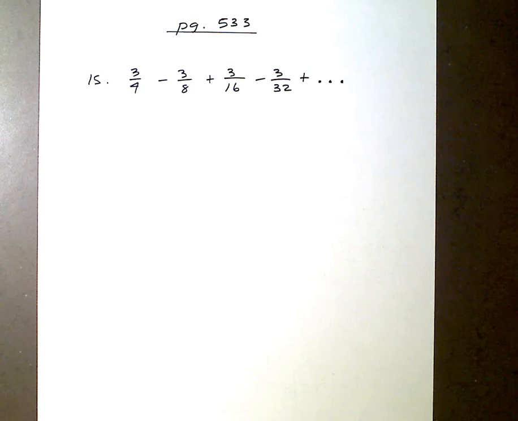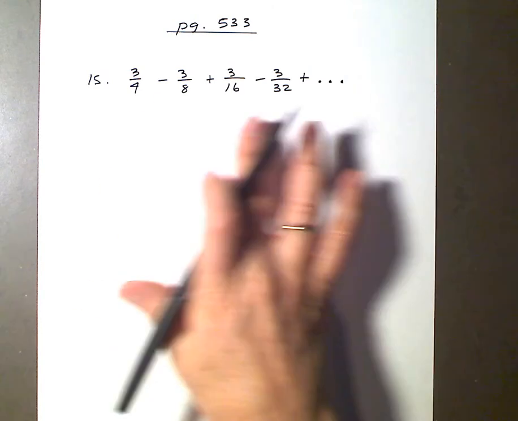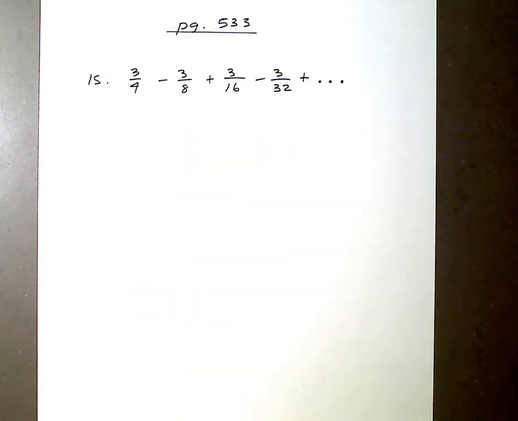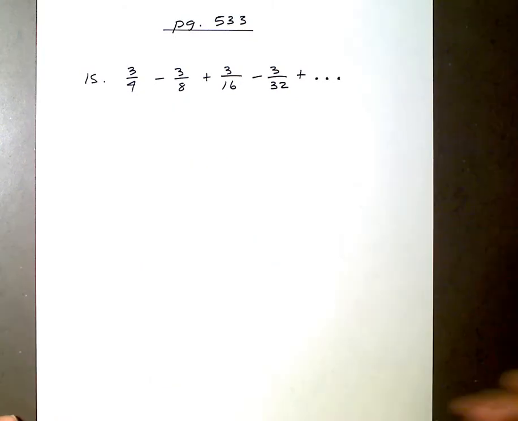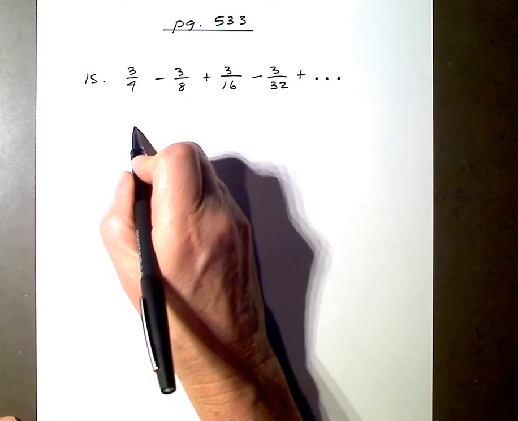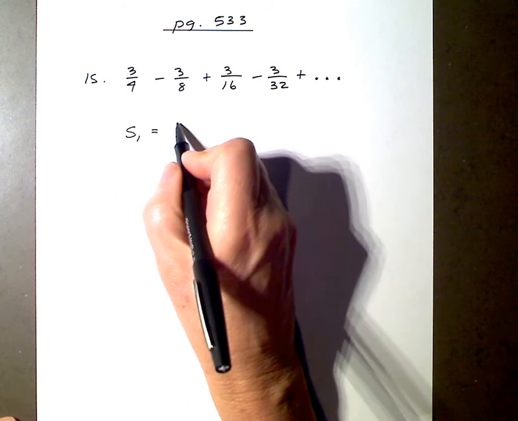All right, on page 533, this is number 15, where we are supposed to find a list of partial sums, finite sums of 2 terms, 3, 4, 5, 4 and 5 terms, and then we're going to approximate what the actual sum is of this, and then we'll confirm it using the formula to find the sum of an infinite geometric series. So this is an infinite series, and it appears to be geometric.